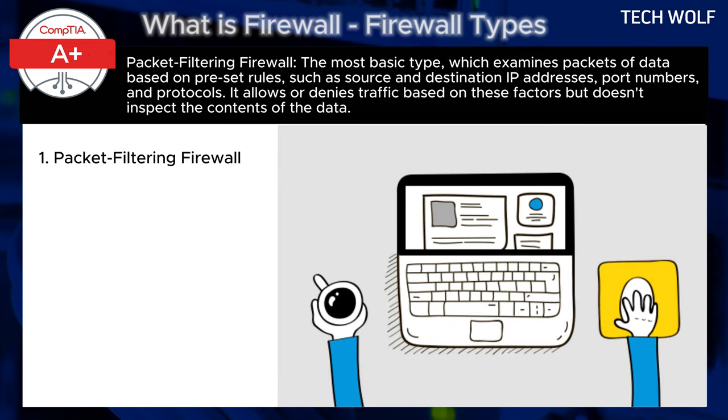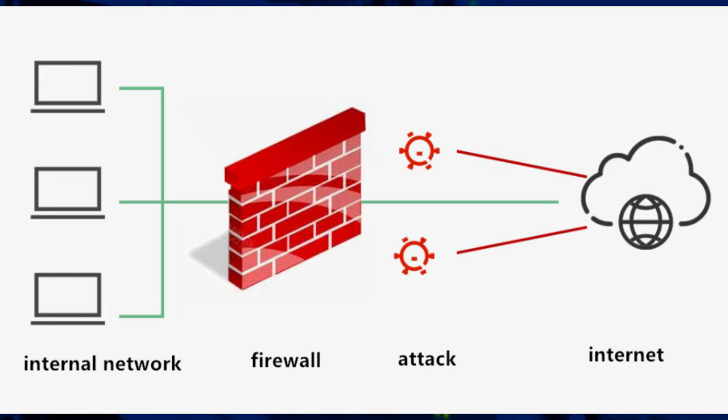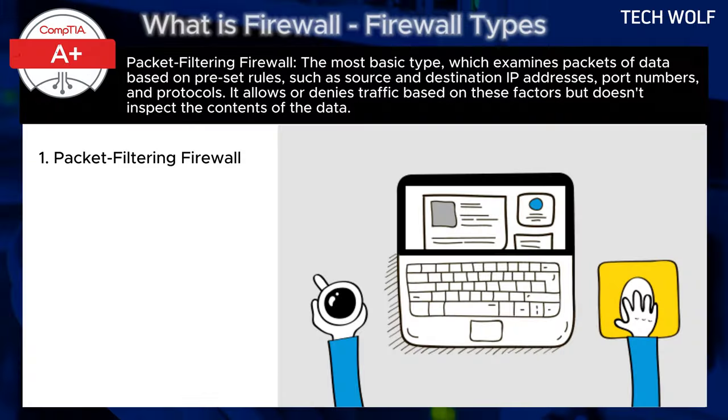First one, packet filtering firewall, the most basic type, which examines packets of data based on preset rules, such as source and destination IP addresses, port numbers, and protocols. It allows or denies traffic based on these factors, but doesn't inspect the context of the data.